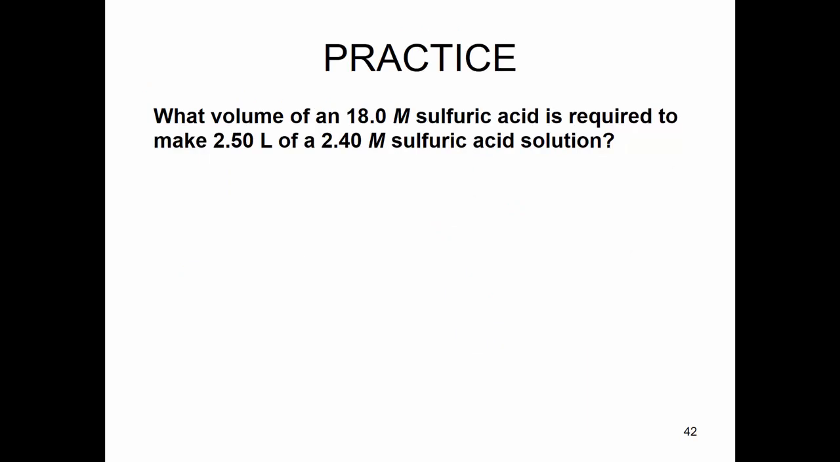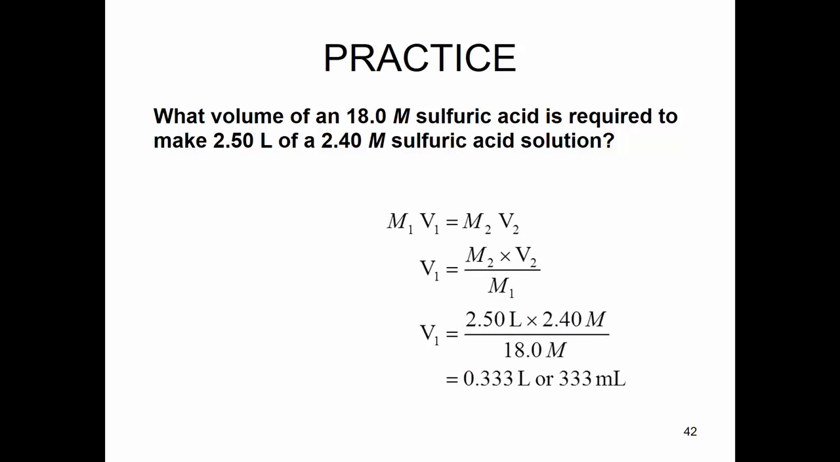Right, a practice problem. Have it written out already here. So we'll just talk through it. We want to know what volume of an 18 molar sulfuric acid is required to make a 2.50 liter solution of 2.40 molar sulfuric acid. So here we're given the finals. So here's V2 and here is M2. Okay, we're looking for V1. Okay, and here is M1.